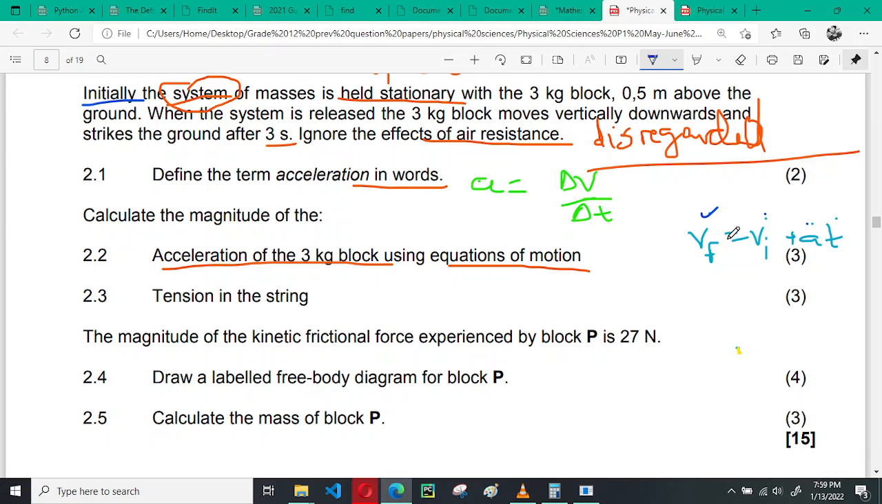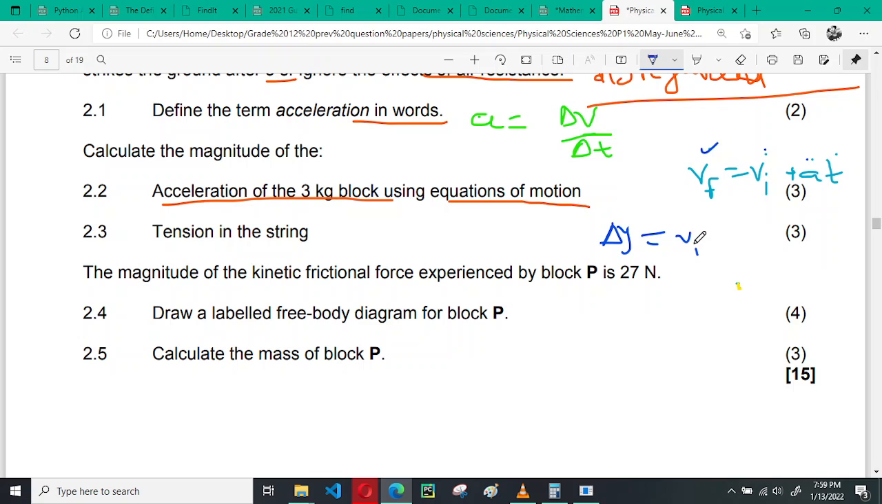So let's check another equation of motion, which is change in y is equal to initial velocity times time plus 1 over 2 g times time squared. Please note that when we use y here, we can use g because our object is falling in a vertical direction. Our movement of the object is in a vertical direction. But because it's attached to another object, this g we're going to make it a.